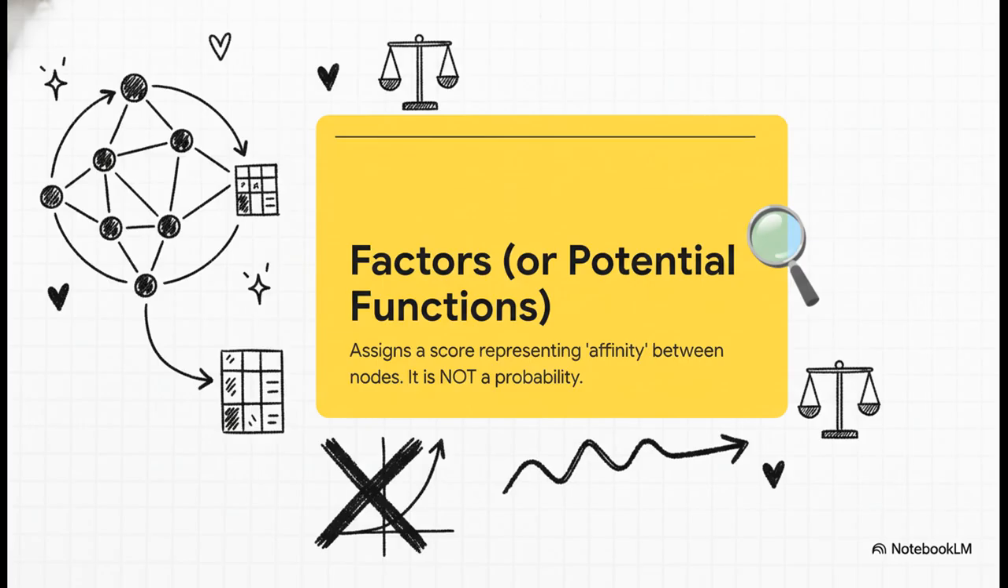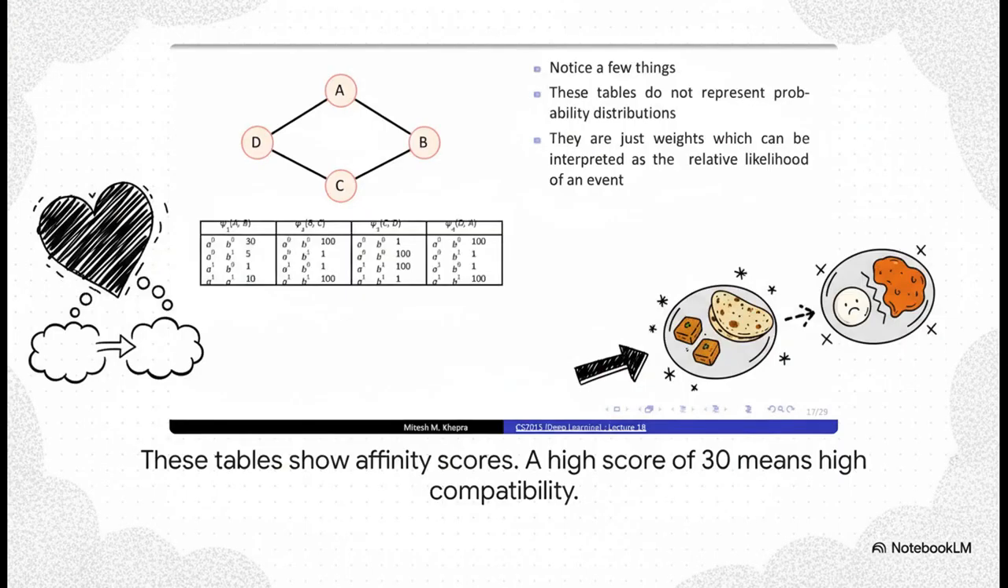Now I'm going to repeat this because it is very, very important. This score is not a probability. It is just a number that represents compatibility. Take a look at these tables here.